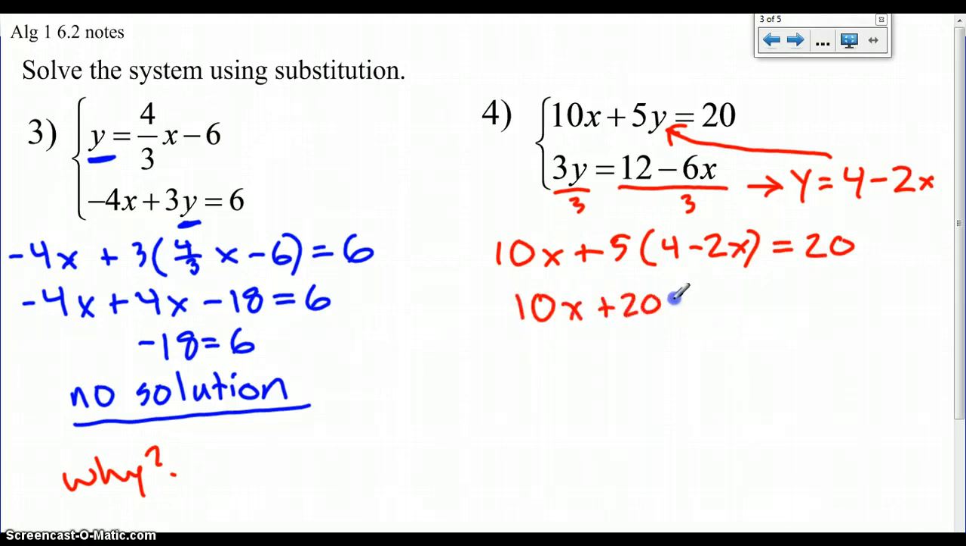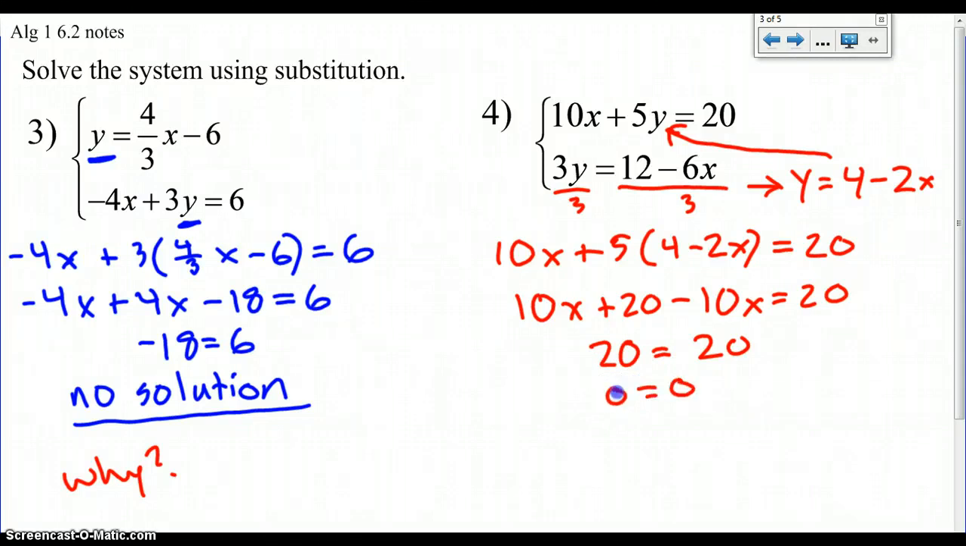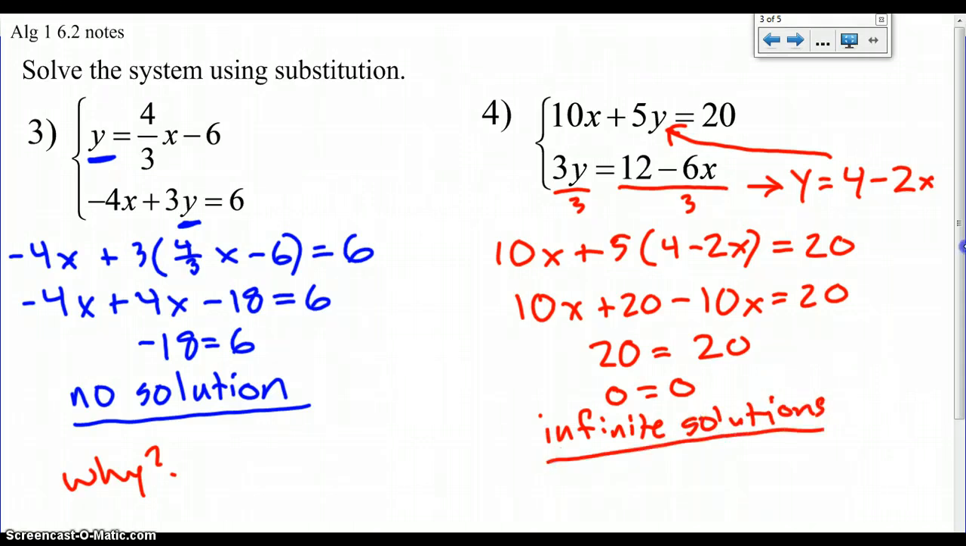Let's see what happens here. 10x plus 20 minus 10x equals 20. 20 equals 20. The 10x's cancel. If you subtract 20 from each side, you'll get 0 equals 0. What's going on here? Well, infinite solutions. We've seen this before when we solve systems, but my question to you is why? How do we get infinite solutions when we're trying to solve a system of 2 equations, or you could think of it as 2 lines? How does that happen? Again, write your answer down.